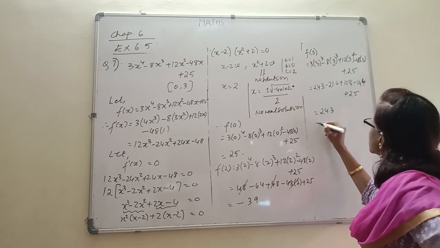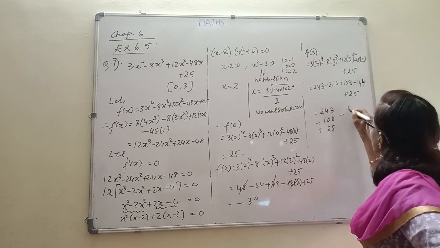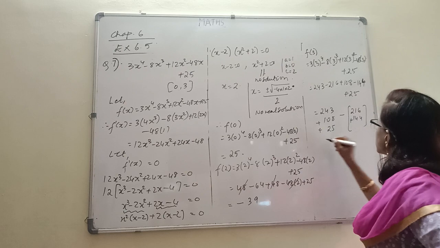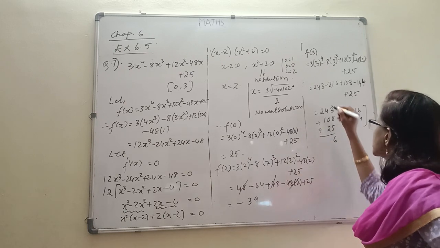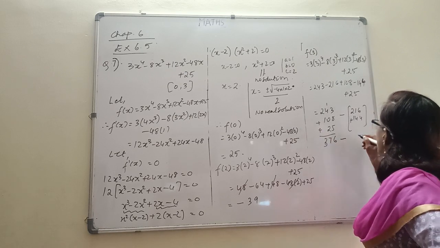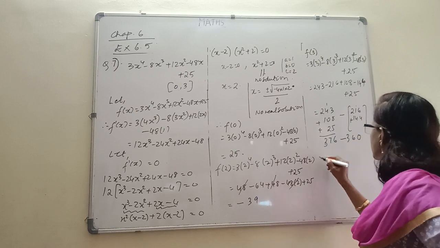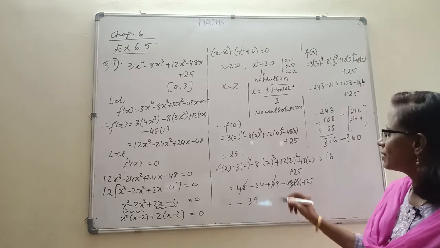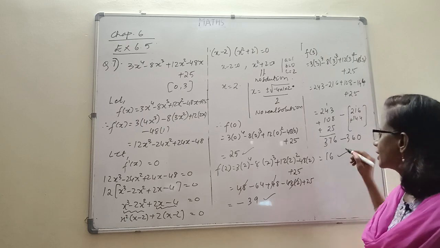So check how this is going to be. 243 plus 108 plus 25, and these both are minuses, 216 and 144. So let's see how this is working out. It's going to be 16. So apart from these three values, that is 25, then we have negative 39, and then we have 16.